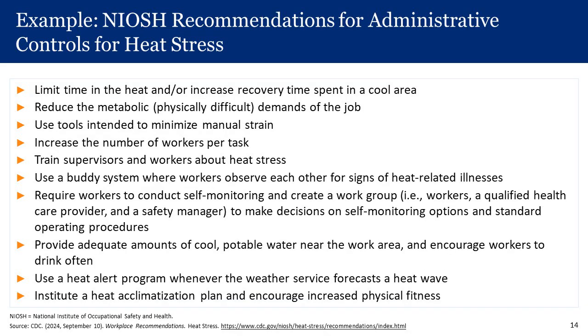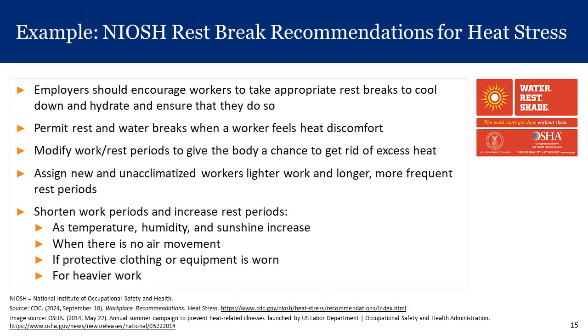Example, heat stress. Essentially, these are some of the recommendations that are recommended by the National Institute for Occupational Safety and Health. This is where individuals utilize various procedural techniques with the way that they do their work, which includes things like limiting time in the heat, reducing the demands of a job if at all possible, utilizing tools to minimize manual strain, taking breaks, having a buddy system, making sure you have plenty of fluids. Sort of the process of work is done in a way that it reduces the risks from overexposure to heat and heat stress. These are some recommendations.